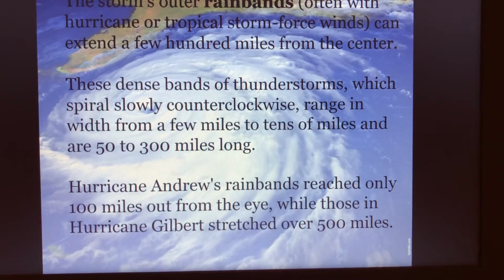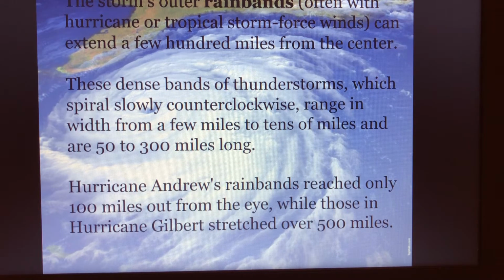Finally, the outer part, the swirly stuff, if you will, of the hurricane are called rain bands. They can go anywhere from 500 to 300 miles out from the eye. And that's where all of the thunderstorms, the rain, the high winds, that's where all of those are situated.